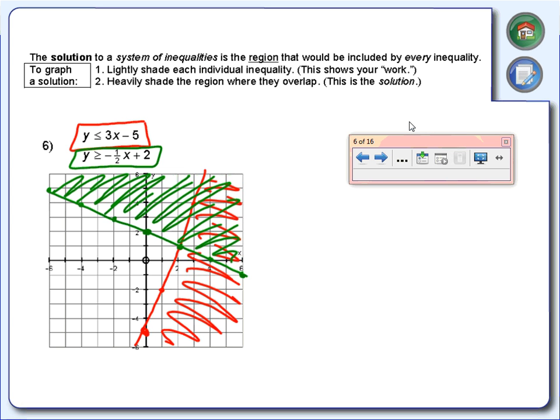Now here's the important part for us. What we're looking for is the region where they overlap. So what we're going to do is darken in this area right here. This is where the solutions are at. Where those two colors meet is where the solutions to this system of inequalities would be. So that's the part you're going to darken in. That's the part I'm going to be looking for when I grade this. That's all the ordered pairs that would satisfy both inequalities.